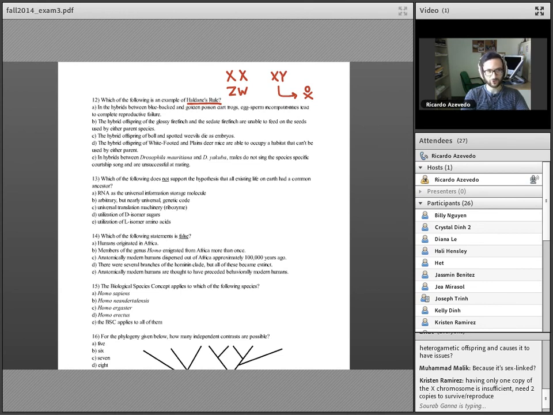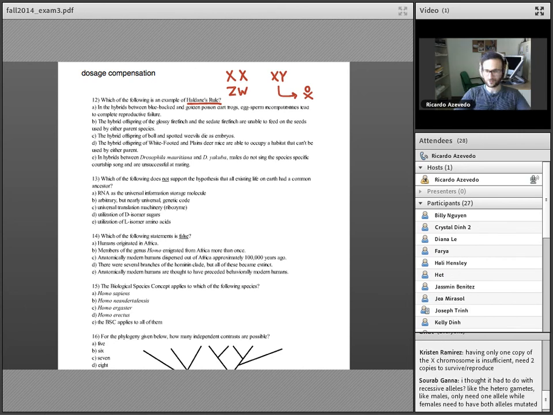If you have ever taken genetics, or actually I believe in intro biolab they also do that, if you scrape the inside of your mouth and get the cells... Sorab says, I thought it had to do with the recessive alleles, like heterogametic. Okay, so just a point about Kristen's talking about X chromosomes being insufficient.